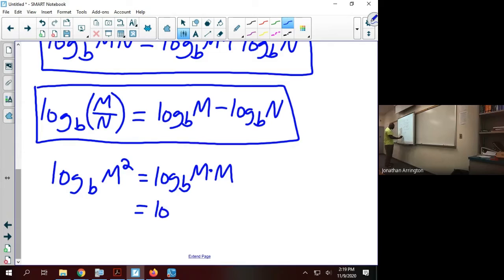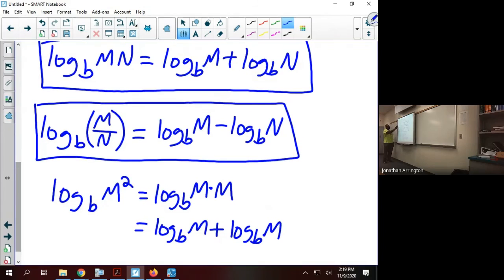It means the same thing as the log base b of m plus the log base b of m. Isn't that what this first one is saying? Yeah, just like this is being multiplied, and we end up adding those. If I put this in parentheses squared like that, that's squaring the whole logarithm. This is only squaring the m.